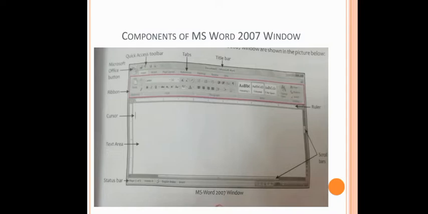Now here are the common components of the MS Word 2007 window which are given here. First one is your title, which is used to show the document name and software name on the top of the document. Second is your tabs. These are the different command groups in which different related commands are given. Quick access toolbar, also known as QAT, is a bar where quickly accessed commands are given.